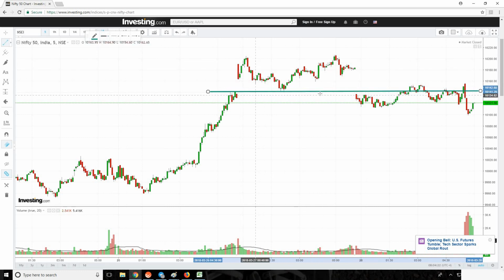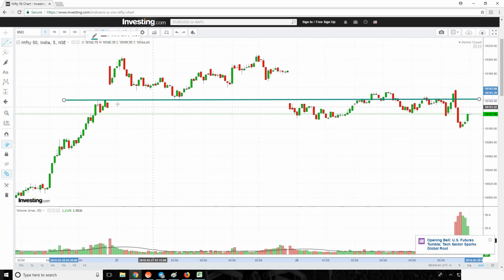Why is this support? Because this was day before yesterday's closing, where Nifty gapped up from. This was yesterday's day low and also a swing low for us. So these are good support points which we can use for today's trading. We have this support line going, and now it's become resistance, because Nifty has opened right below this level and is trading below it. So now this has become our resistance.